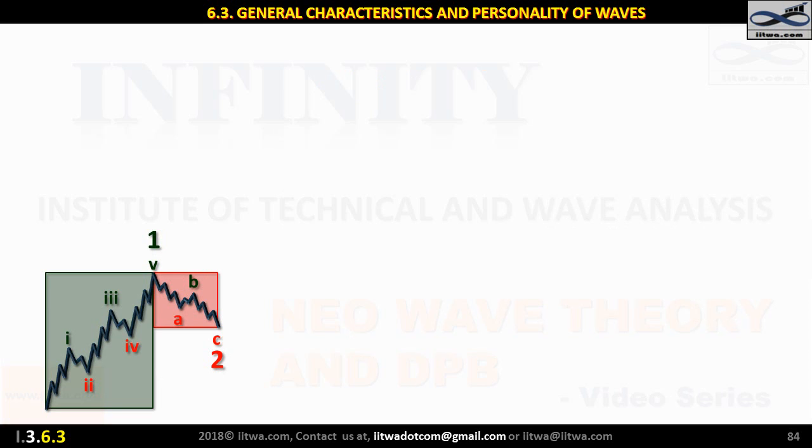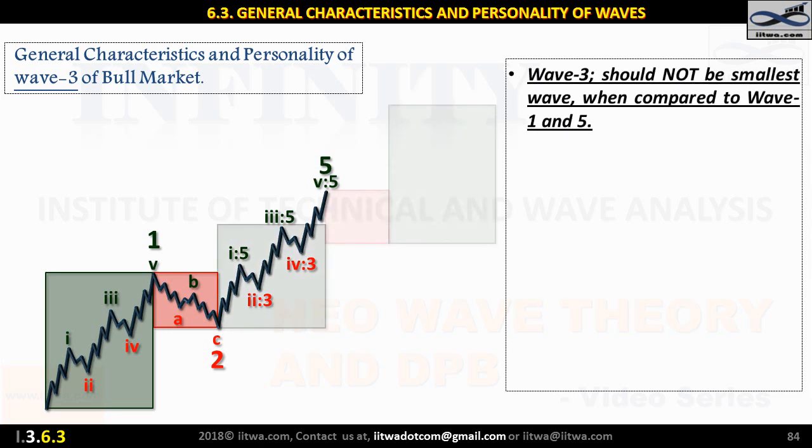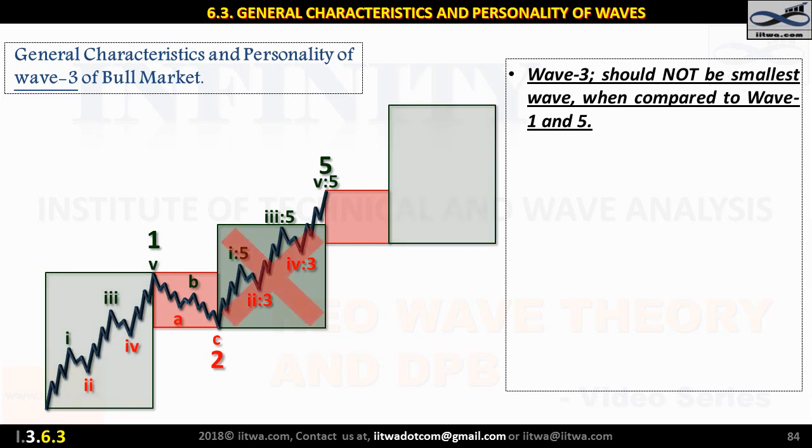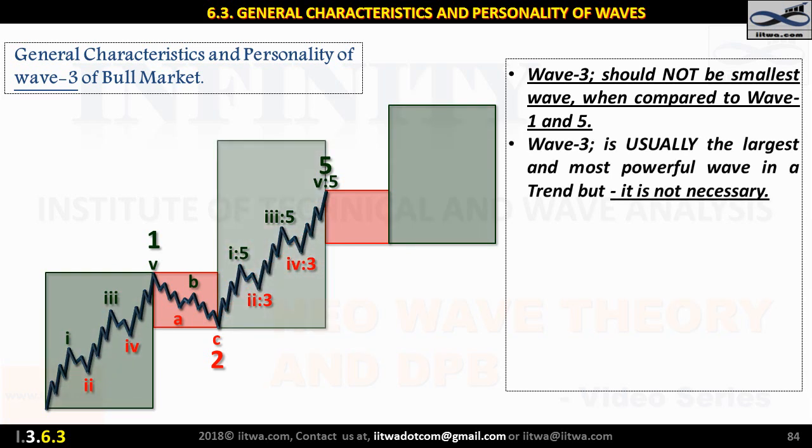Let's have a look at the general characteristics and personality of Wave 3. The general characteristics and personality of Wave 3 of a bull market. Wave 3 should not be the smallest wave when compared to Wave 1 and Wave 5. Wave 3 is usually the largest and most powerful wave in a trend, but it is not necessary.